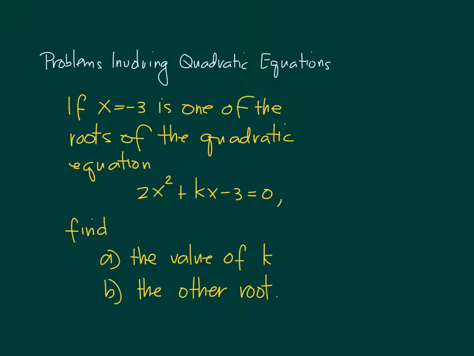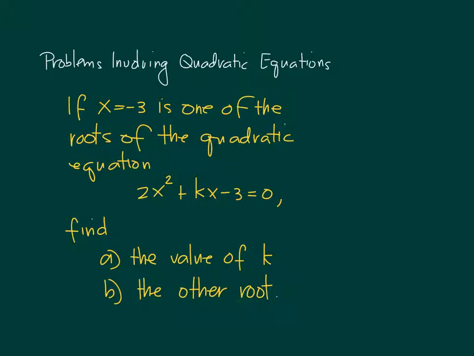Okay, so in this video, I'm going to explain or solve one of the problems involving quadratic equations. And the problem says if x is equal to -3 is one of the roots of the quadratic equation 2x squared plus kx minus 3 equals 0, find first the value of k and b the other root. Okay, so let's start with a plan on how to find the value of k and the other root.